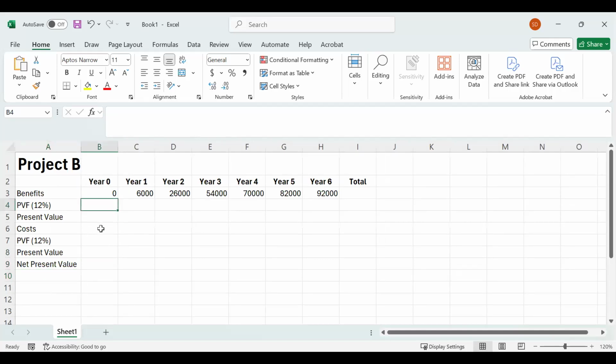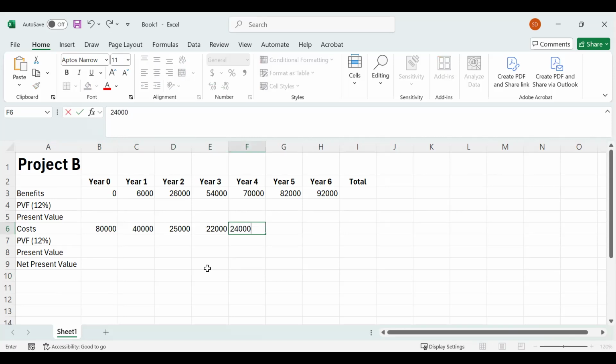So what are the costs? For project B, we have 80,000, 40,000, 25,000, 22,000, 24,000, 26,500. Then we have 30,000. So for the values, we can look at the table.